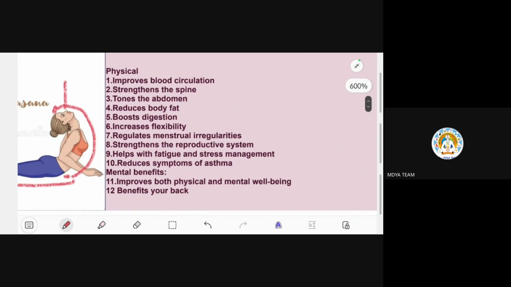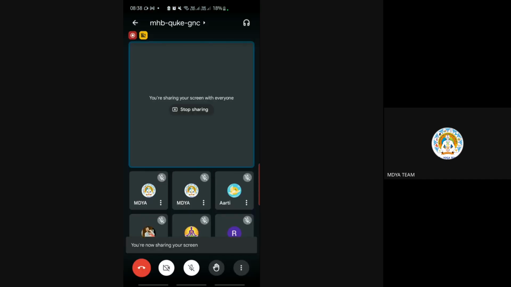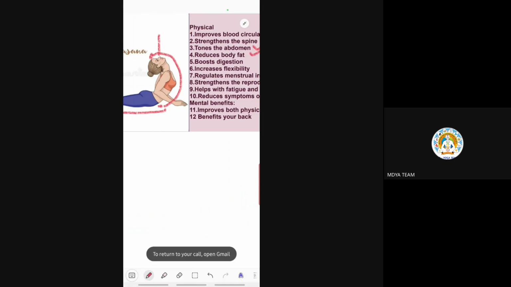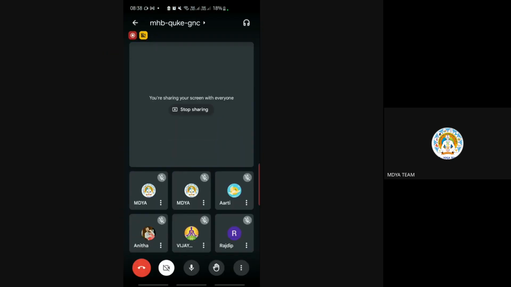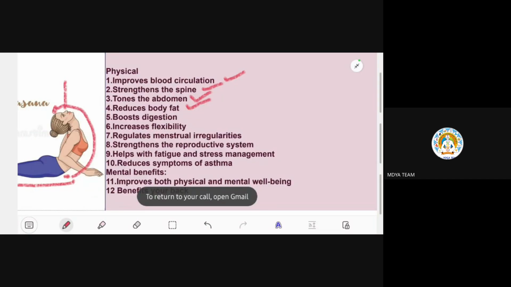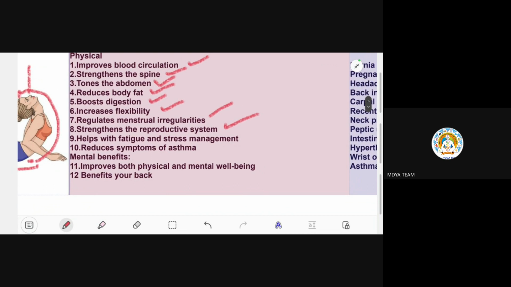Okay, what are the benefits of this? It improves blood circulation, strengthens the spine, tones the abdomen, reduces belly fat. Boosts digestion, increases flexibility, regulates the menstruation cycle. Problems related to menstruation also get cured. Strengthens the reproductive organs. Those who are facing infertility, women also can practice Bhujangasana. Helps with fatigue and stress management.